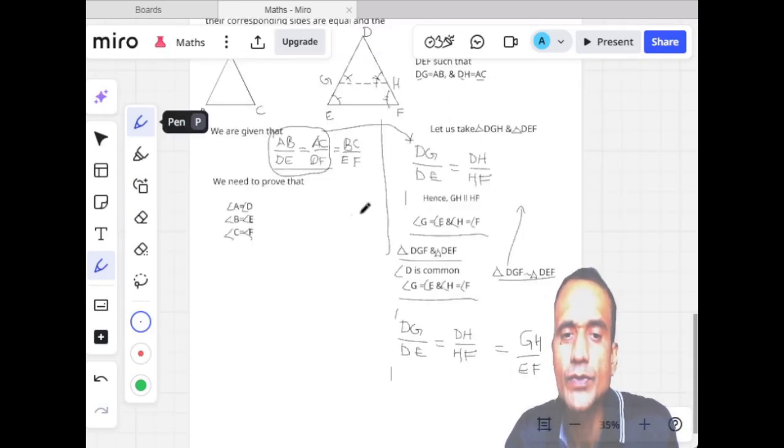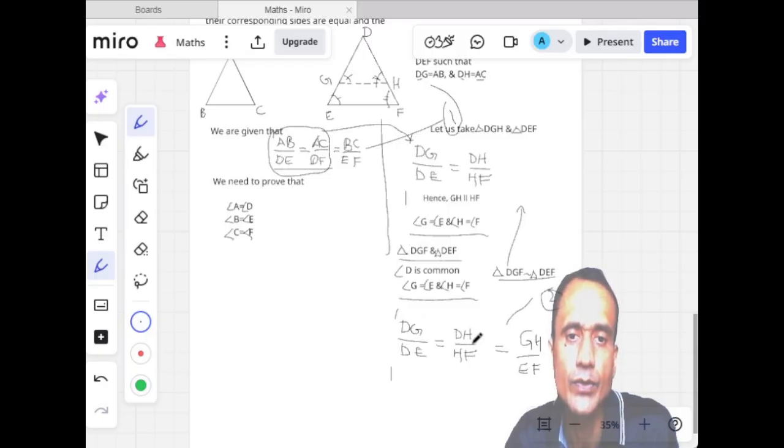Now from these two equations, what can we deduce? This is equation 1, this is equation 2. AB by DE is equal to AC by DF, and AB is equal to DG, AC is equal to DH. That means from these two equations, BC is equal to GH.